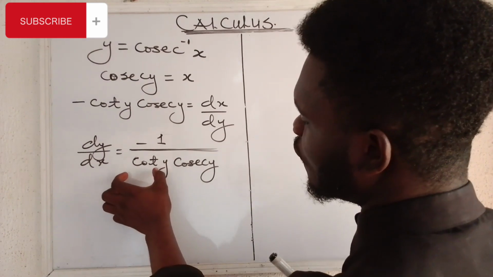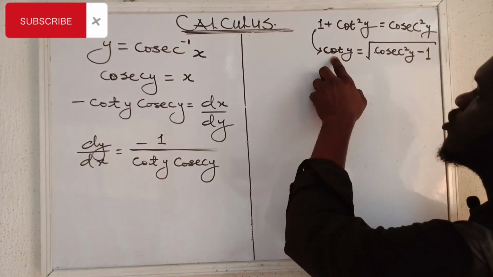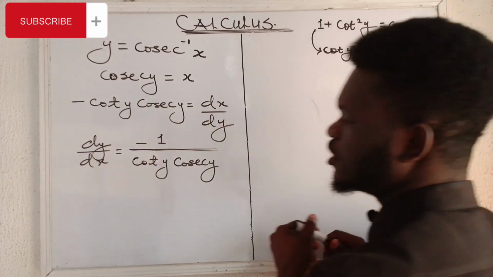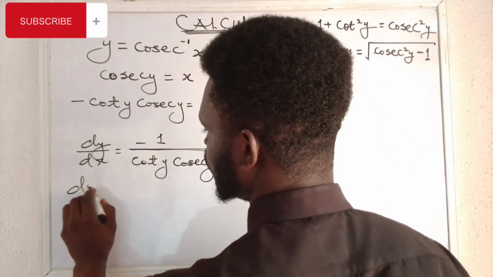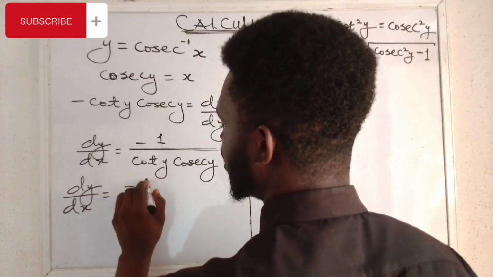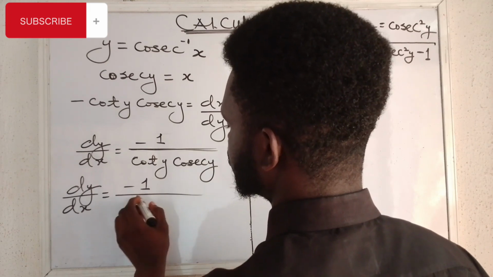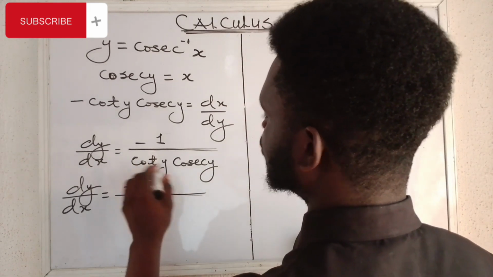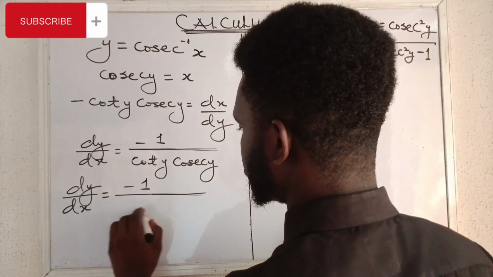So we're going to substitute the value of cotangent y, which we've made the subject of the formula from the identity that we have already known. Doing that, we're going to get dy/dx is equal to -1. Now what is cotangent y?